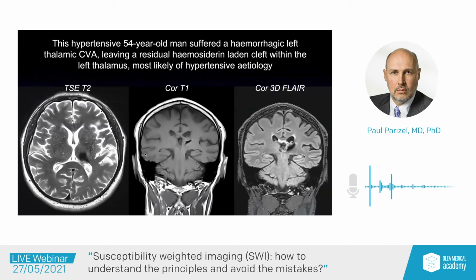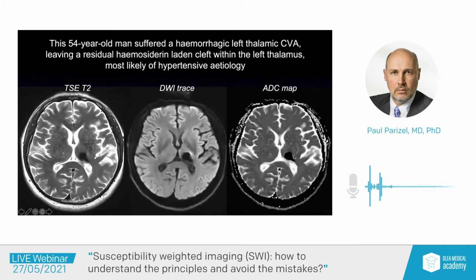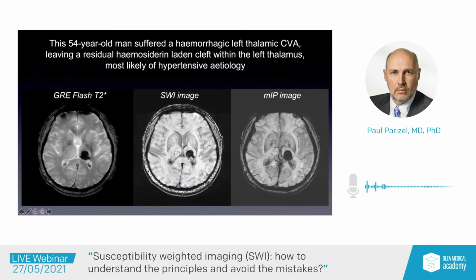This is a hypertensive 54-year-old male who suffered a hemorrhagic left thalamic CVA, and there was a small hemosiderin-laden cleft within the left thalamus, most likely of hypertensive etiology. These are the turbo spin echo T2s, coronal T1s, and coronal 3D FLAIR. These are the diffusion weighted images with the B1000 image and the ADC map. And here are the gradient echo, the SWI, and the minimum intensity images.